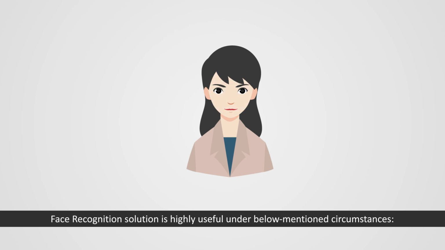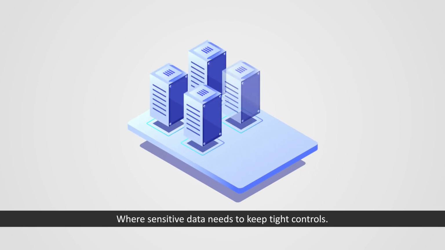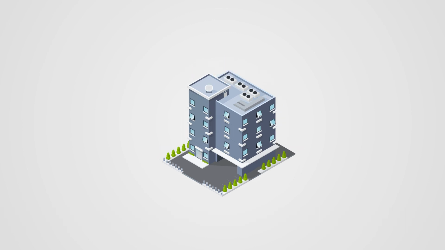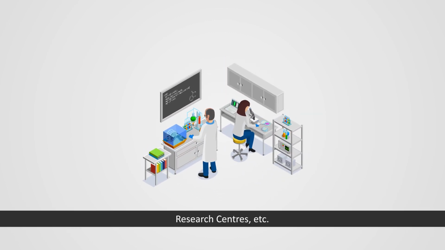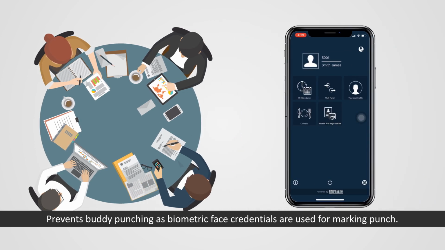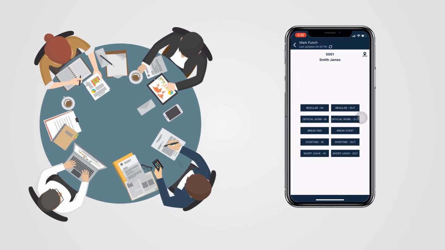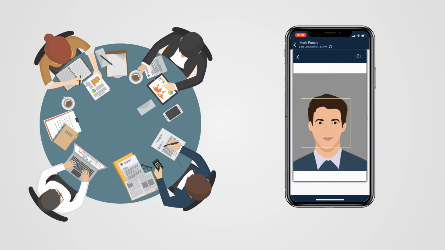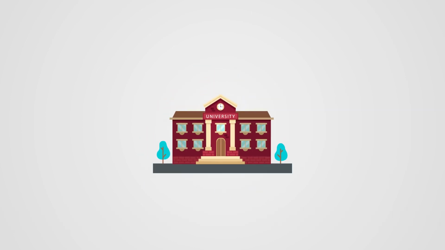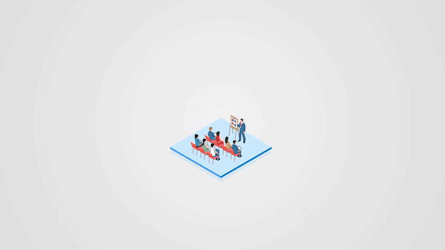Face recognition solution is highly useful under below mentioned circumstances, where sensitive data needs to keep tight controls. For example, organizations, research centers, etc. Prevents buddy punching as biometric face credentials are used for marking punch. For example, organizations, colleges, coaching centers, etc.